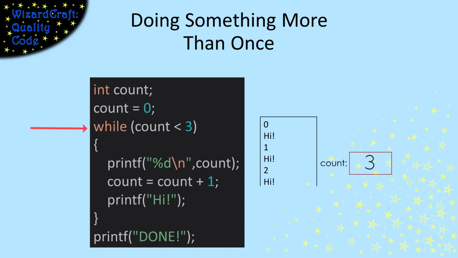Now this time, when we go back to the top, we compare the value in count to 3. Since count is 3, count less than 3 evaluates to false. That stops the loop, and the next thing that executes is that we print out done.